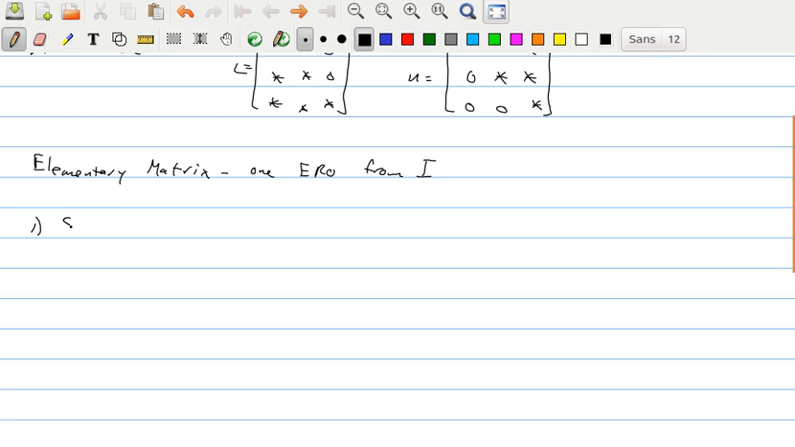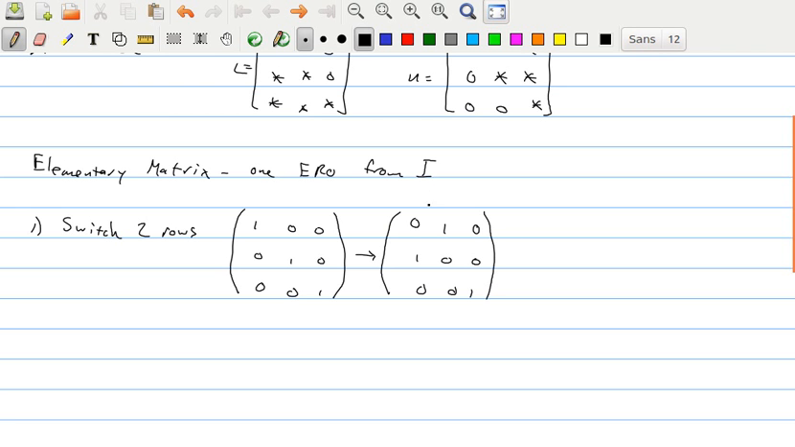So the first thing you could do is switch 2 rows. That was the first elementary row operation. So if we take the identity matrix, let's do this in the 3x3 case. 1, 0, 0, 0, 1, 0, 0, 0, 1. Let's just say we were switching the first 2 rows. So that would give us 0, 1, 0, right? We're going to move the second row to the top and the first row to the middle. 1, 0, 0, 0, 0, 1.